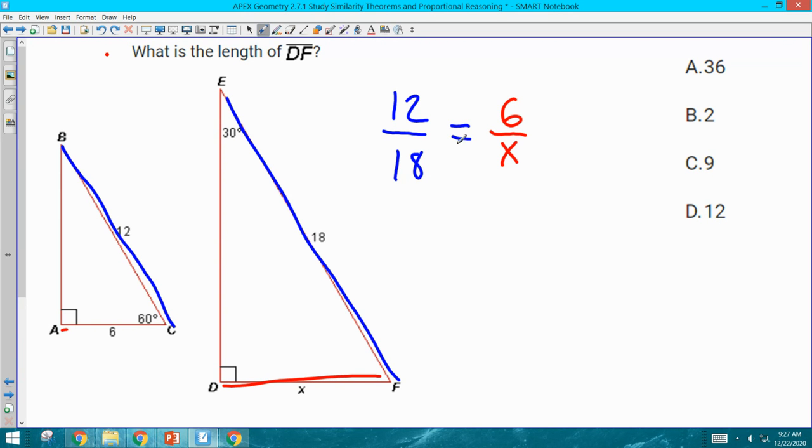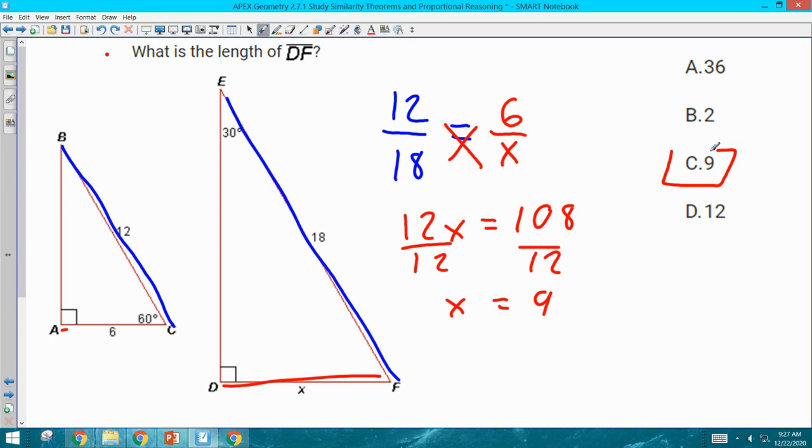All right, so we're going to cross multiply here to solve. So x times 12 is 12x. 6 times 18: 6 times 10 is 60, 6 times 8 is 48. Add 60 plus 48 is 108. We're going to divide by 12. X equals 9.